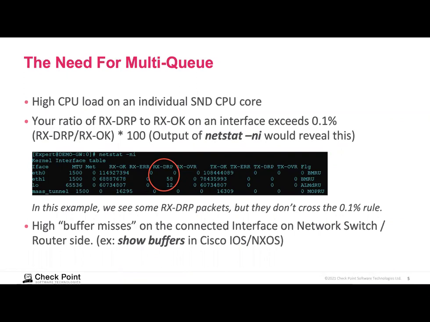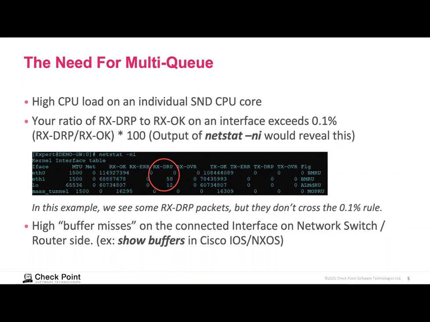If we're looking in top or in CPView, we're seeing one CPU just really spiking. We've got network traffic dropping. And if we're looking, especially on the network switch side or router side, the command, I believe, would still be show buffers on a Cisco switch, you might see that we've got issues with buffers and queues not emptying.